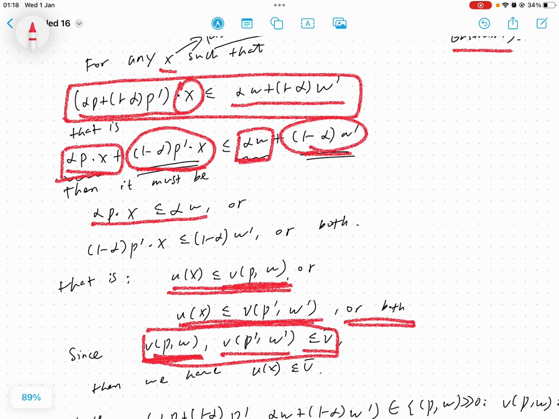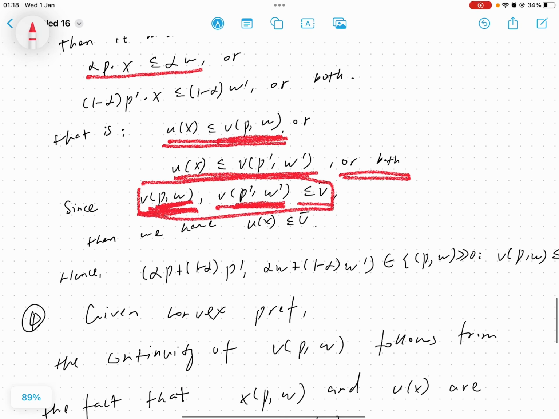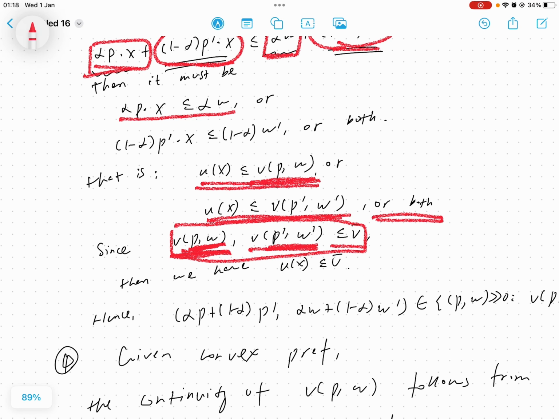Remember that we simply select any of those two points. So those two points, p w and p prime w prime, have to be in this lower contour set, right? And we can see that because this and this, those two, are less or equal to v bar. So this means that the left hand side, u of x, under any of those cases above, has to be less than or equal to v bar.